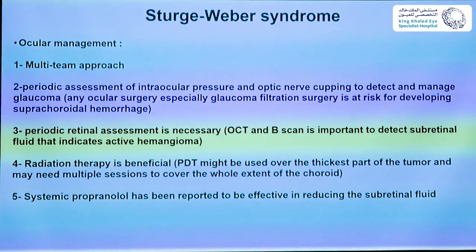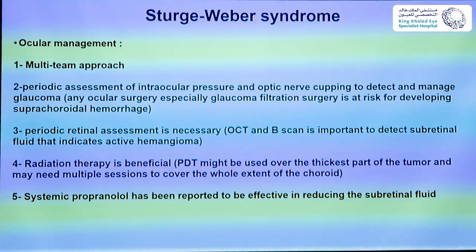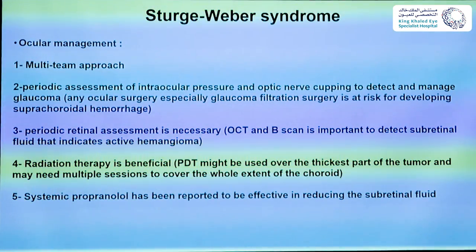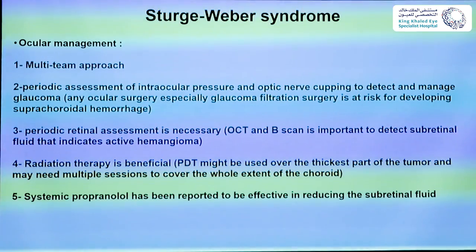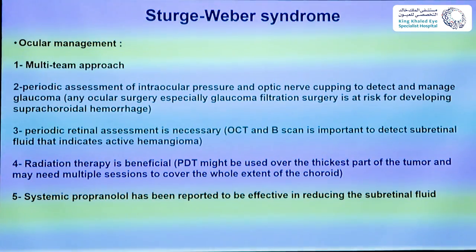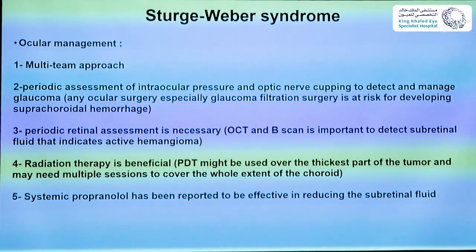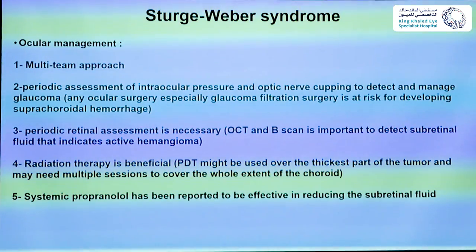Again, you should check, make sure, because Sturge Weber syndrome patients are considered a little bit differently because you have the risk of glaucoma. And intraocular pressure assessment and the assessment of the optic nerve morphology and cupping is very, very important. And be aware of these patients because any ocular surgery, especially glaucoma filtration surgery, as we know, increases the risk of suprachoroidal hemorrhage. Retinal assessment is necessary, especially with OCT and B-scan, to detect any subretinal fluid that indicates active hemangioma. The main treatment of these lesions is radiation therapy.